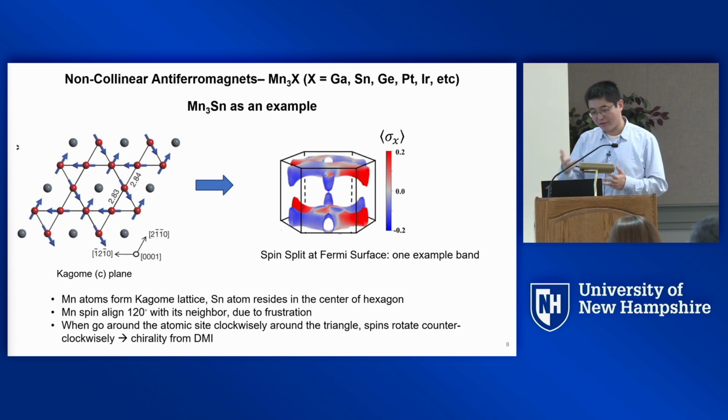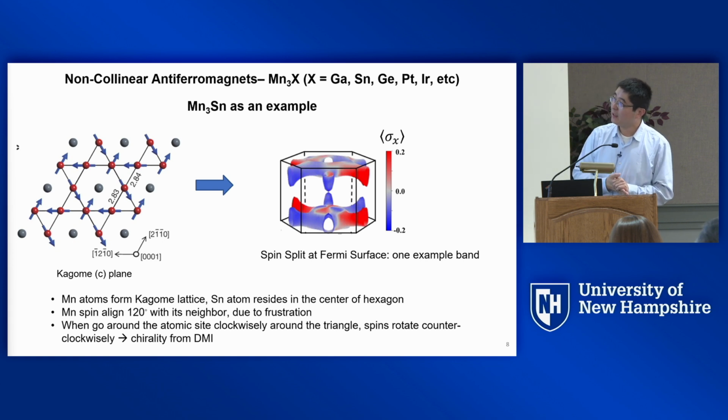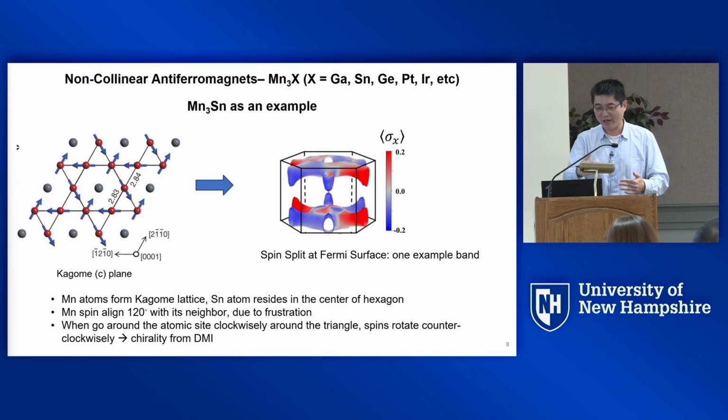Because of this kind of frustrated magnetism, you can imagine those three spin lattices cannot be in a purely antiparallel orientation. So although they have antiferromagnetic exchange interaction, because of this frustration, the manganese spins align 120 degrees away from their neighbor.